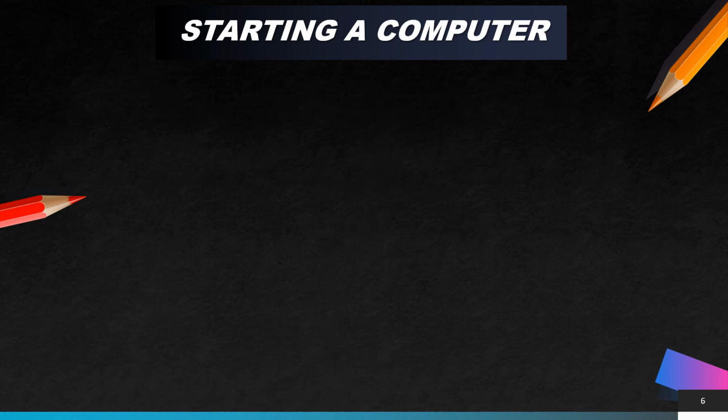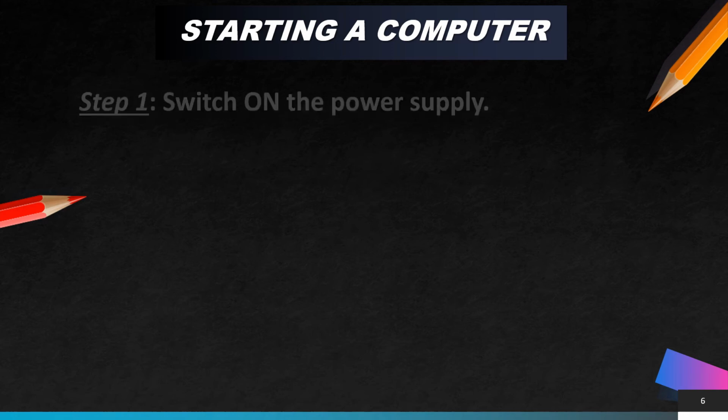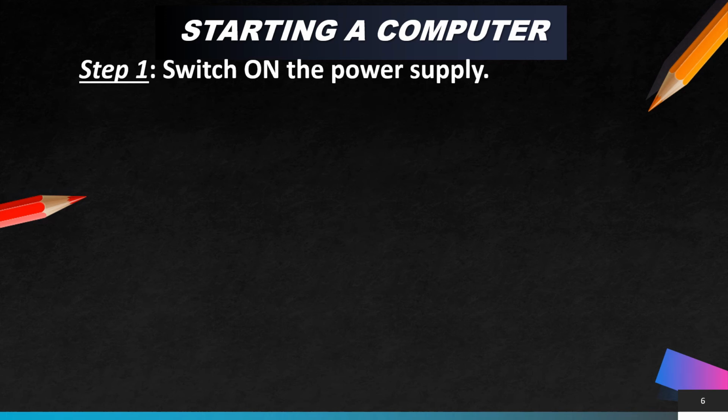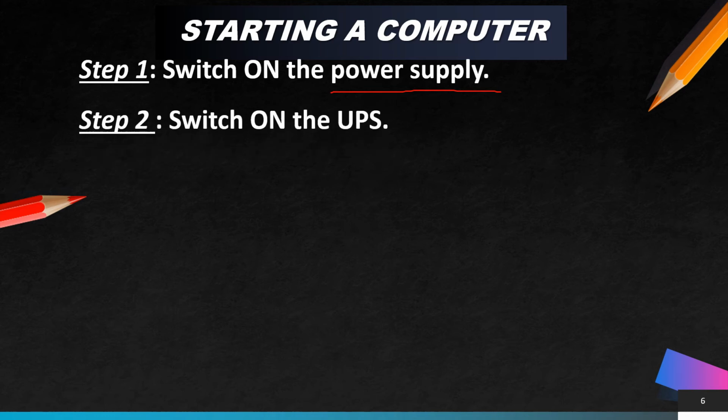Have you watched the video? Yes. Now let's see the steps to start a computer. Okay. Step 1. Switch on the power supply. So first step, what you have to do, you have to switch on the power supply. Step 2. Switch on the UPS. Where you can see UPS? Nearby the computer CPU. You can find a small box, right?